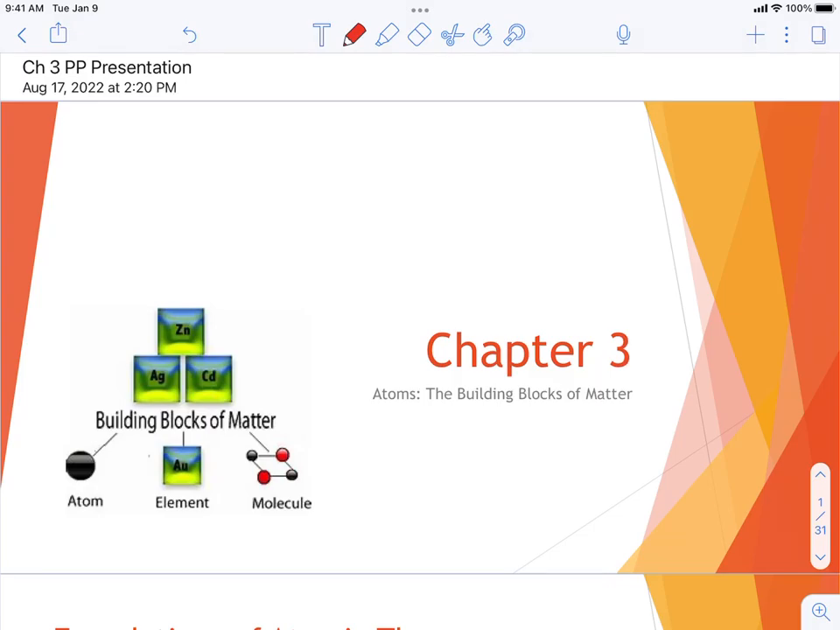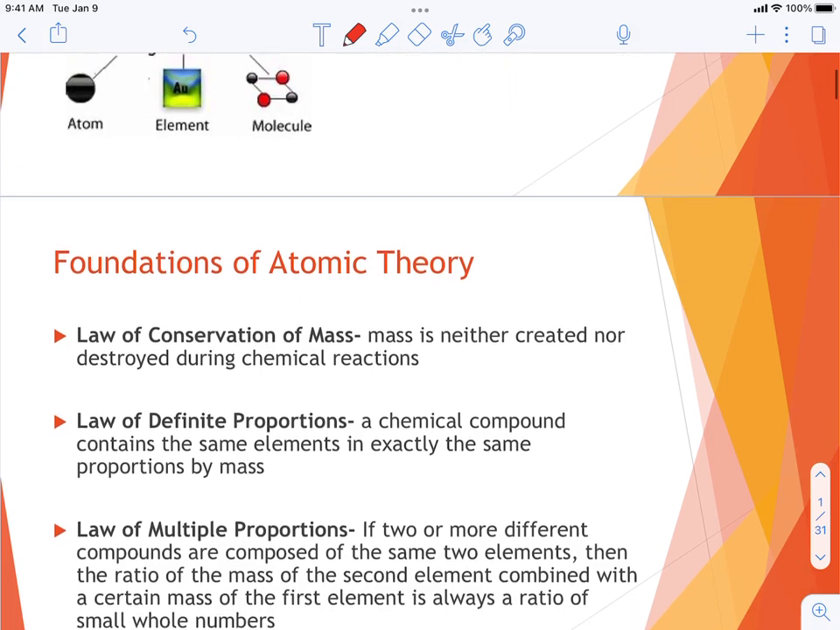Chapter 3 is called Atoms, the Building Blocks of Matter. So we're going to expand on the atom a little bit here and talk about what it's made up of, or comprised of, being the proton, electron, and neutron, and also the history behind those three, what we call subatomic particles.